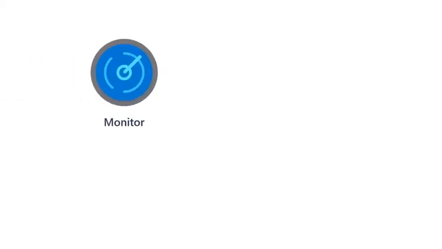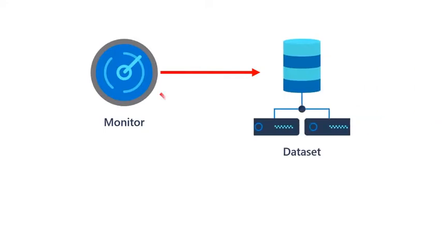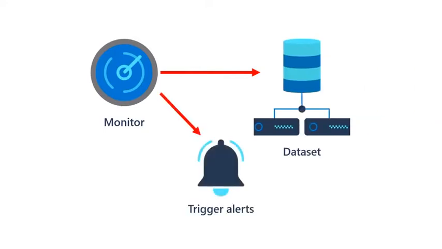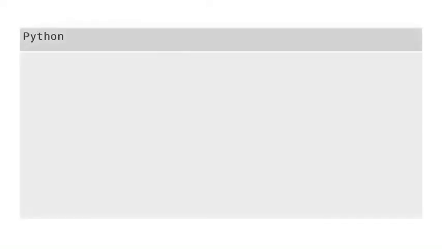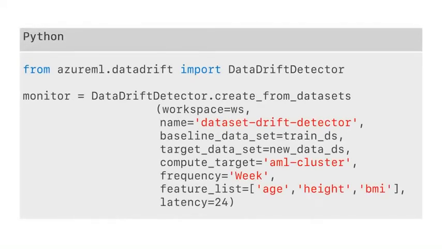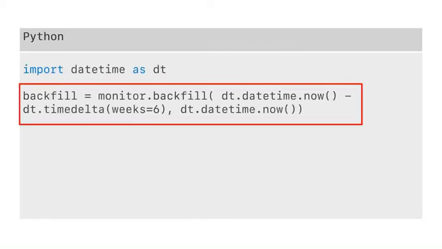After creating these datasets, you can define a dataset monitor to detect data drift and trigger alerts if the rate of drift exceeds a specified threshold. You can create dataset monitors using the visual interface in Azure Machine Learning Studio or by using the Data Drift Detector class in the Azure Machine Learning SDK. After creating the dataset monitor, you can backfill to immediately compare the baseline dataset to existing data in the target dataset, which backfills the monitor based on weekly changes in data for the previous 6 weeks.